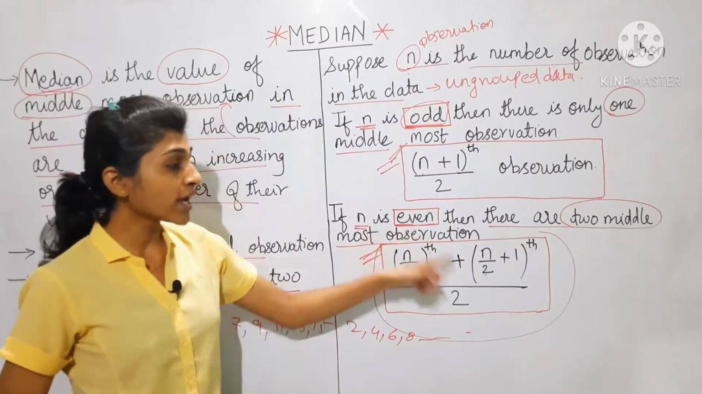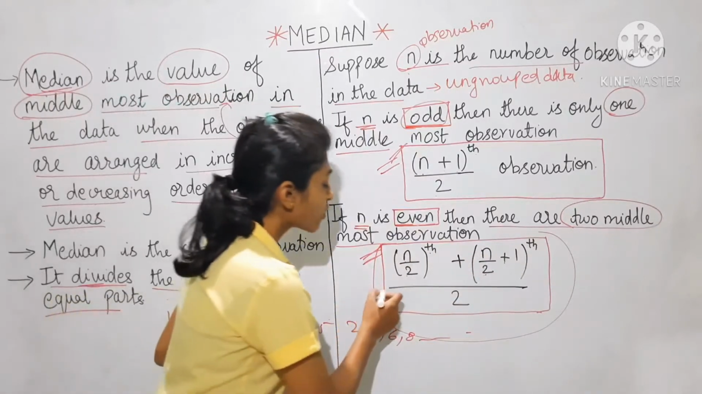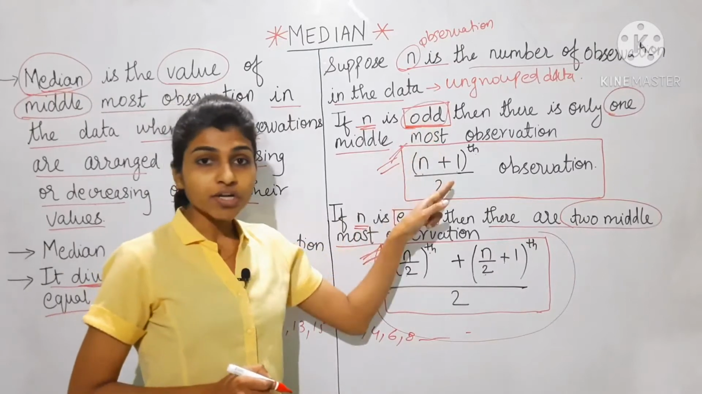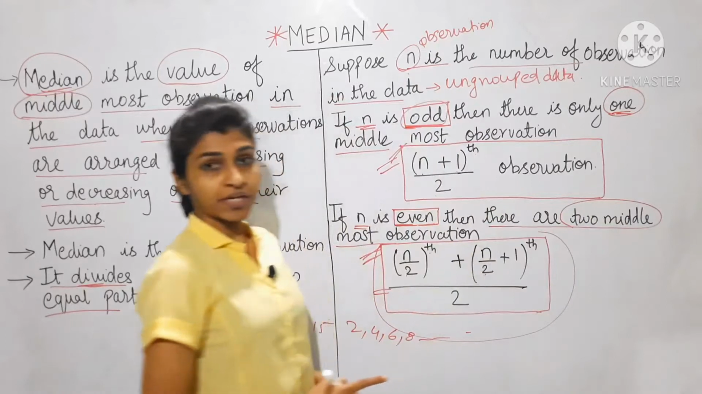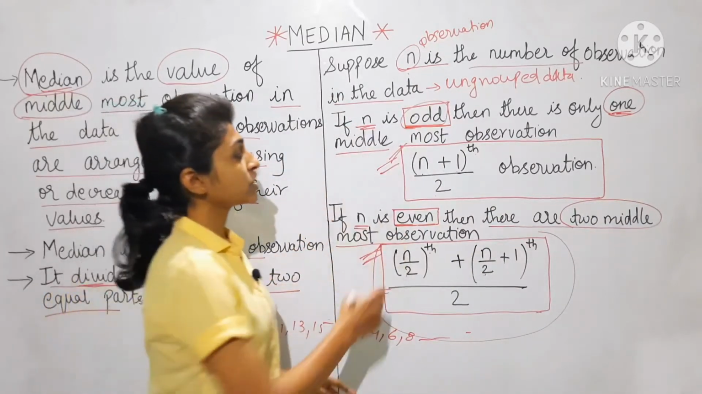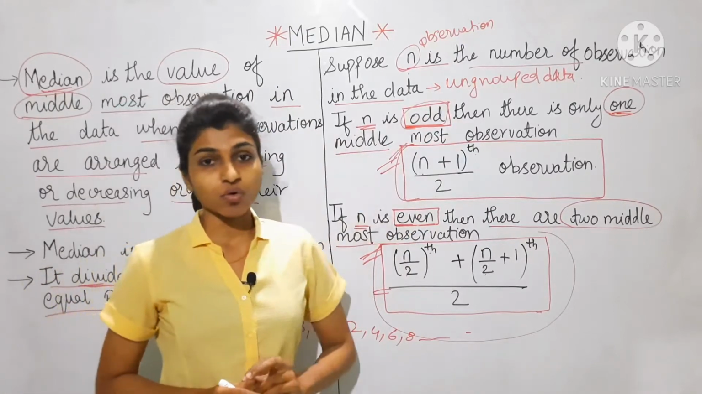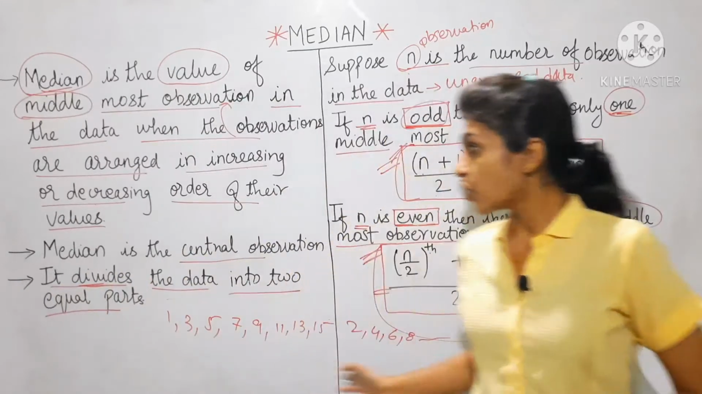4 observations means the number of observations is even. So we are going to get the two middlemost observations, and to calculate the median, we are going to use this formula. And if the number of observations is odd, we will get only one middlemost observation, and by using this formula, we are going to find the median. Now we'll take one example. In the meantime, please copy this down in your notebook.